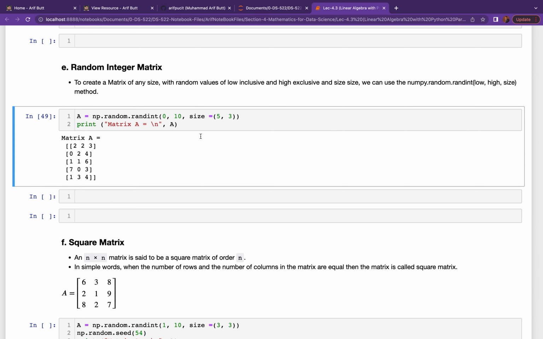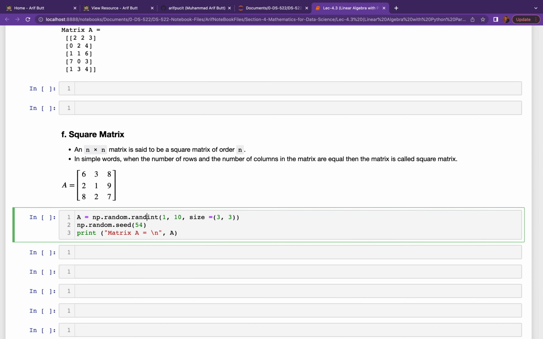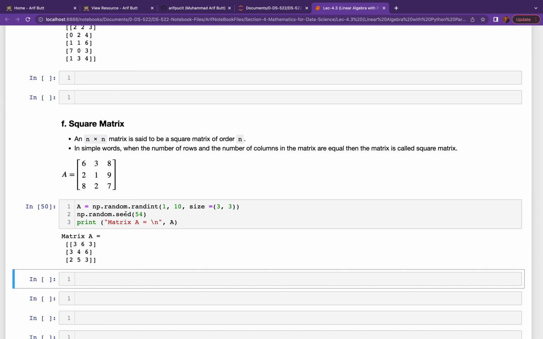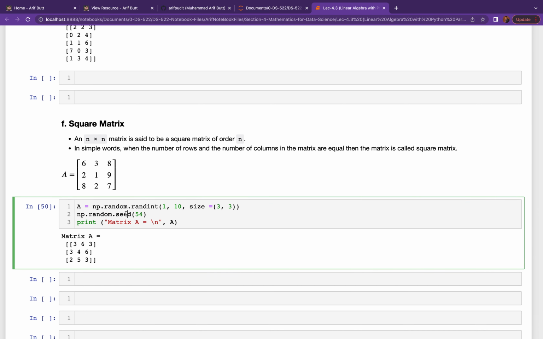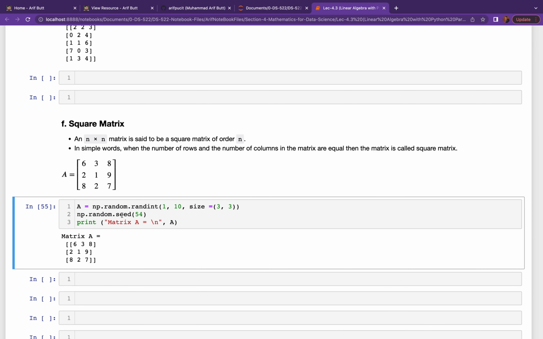Right, then we have the square matrix. Of course we can create a square matrix once again using the randint method. You pass it the size 3, so it is a square matrix: a matrix having the same number of rows and columns. Over here I'm using the seed method to ensure that no matter how many times I execute this code, it will generate the same matrix. Let me run it again and again. So no matter how many times I run it, I get the same matrix. This is because I'm using this seed method and passing it the same value.